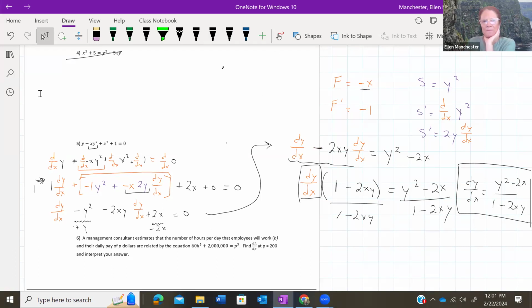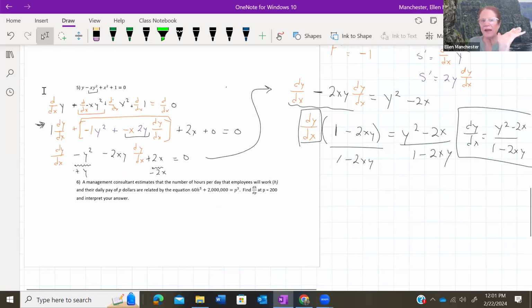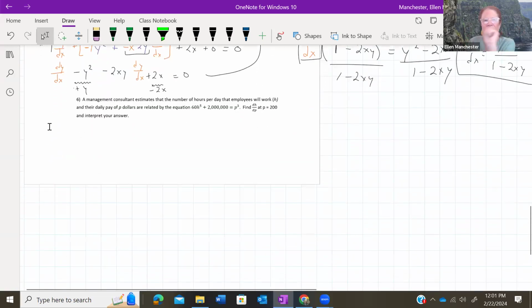Okay. All right, so let's try a word problem. So this is our last one. Let's try a word problem. So next week we're going to get into the last section is called related rates. And so it will make much more sense because it won't be so abstract.